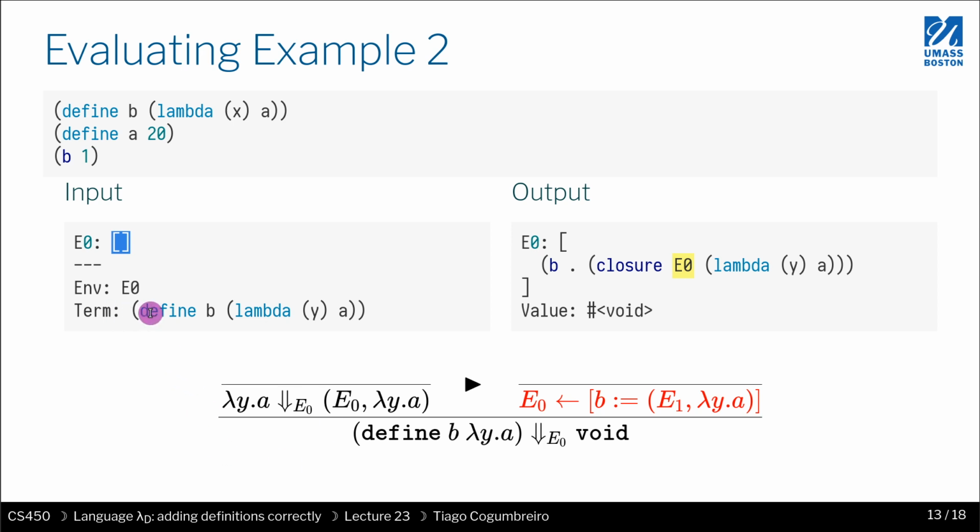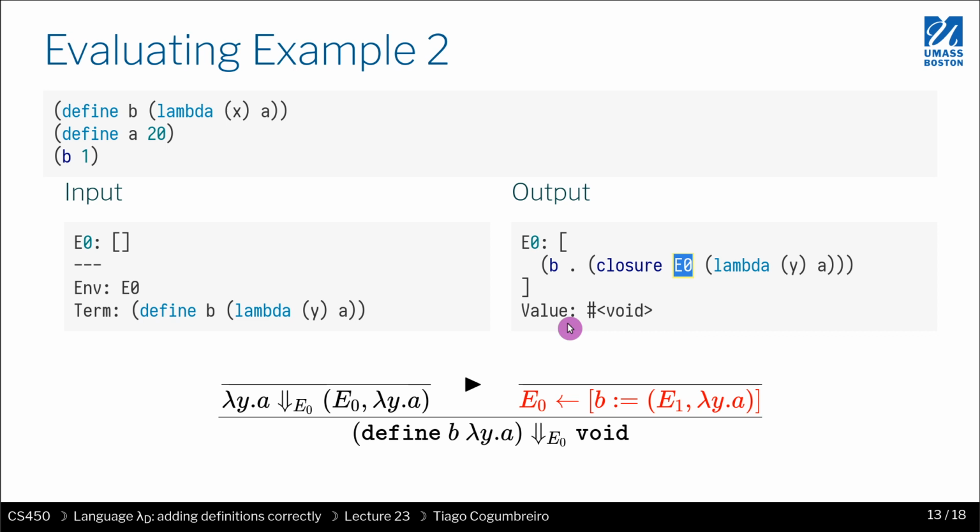What we're saying is if we execute a define, the value should be void, and my new environment should have just one binding, which is B, because I'm defining B. And what is B? B is the evaluation of the lambda. Evaluating the lambda should return a closure. If it returns a closure, the closure should capture the reference E0, which is the enclosing environment. Perfect. So that makes sense intuitively.